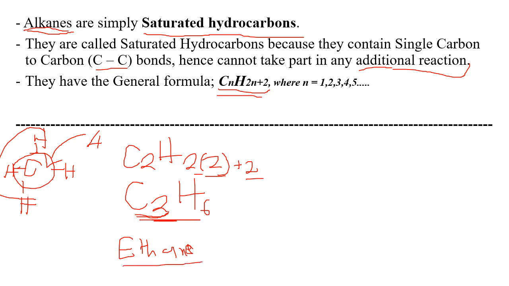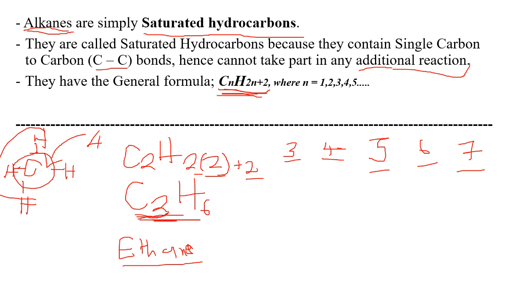So go ahead and maybe pause this video and try to derive, using this general formula, a 3 carbon compound, a 4 carbon compound. So 3 carbon compound propane, 4 carbon compound butane, 5 carbon compound pentane, 6 carbon compound hexane, 7 carbon compound heptane. So try to derive those and see how conversant you are with this general formula. And in that case, also try to draw.